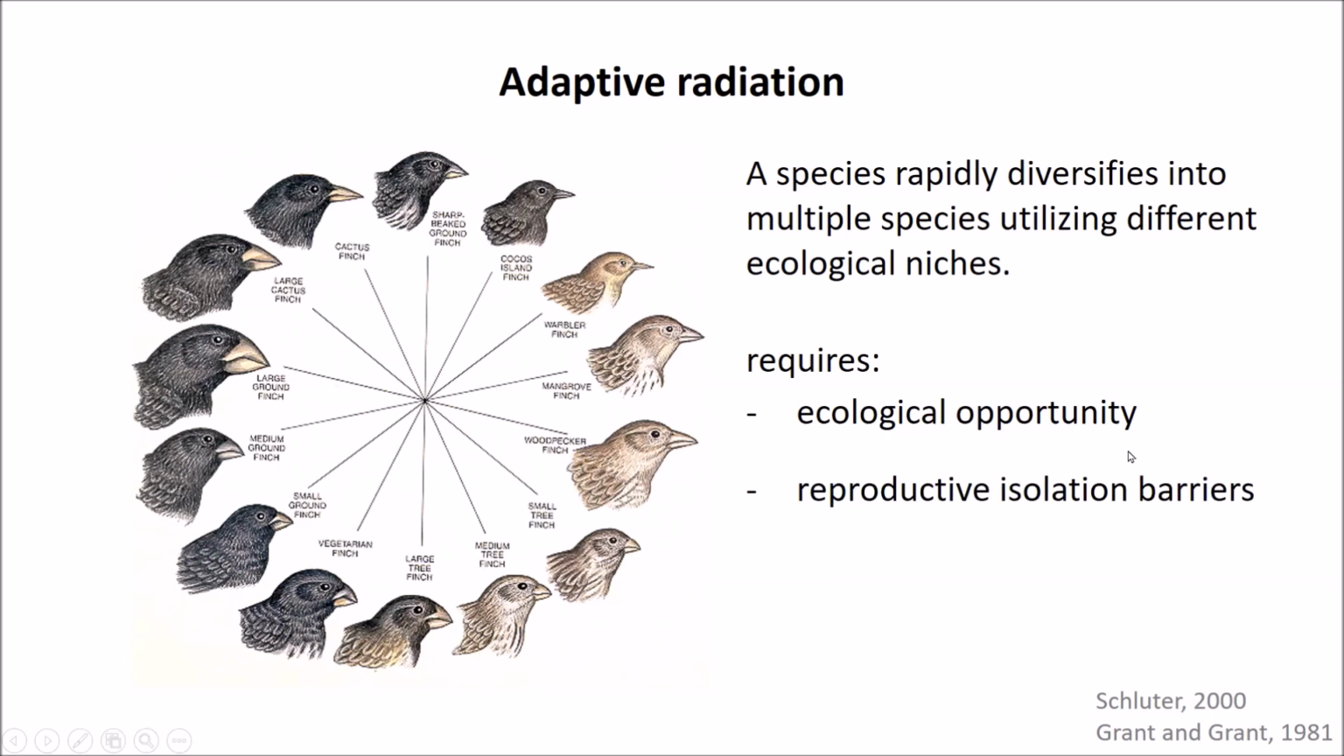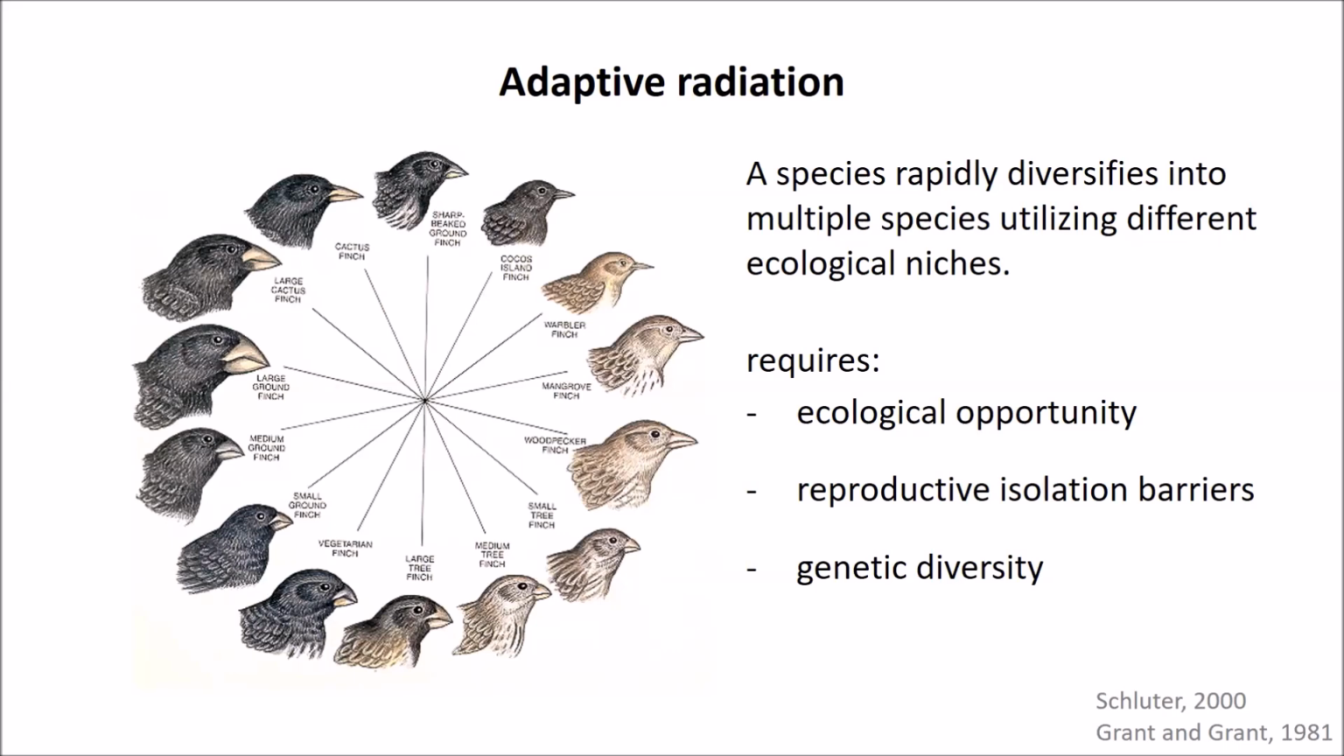It also requires the evolution of reproductive isolation barriers that allow them to adapt to different niches without merging back into one species all the time. So there needs to be some kind of assortative mating evolving that allows them to mate mostly within their own species. And both of these require genetic diversity.